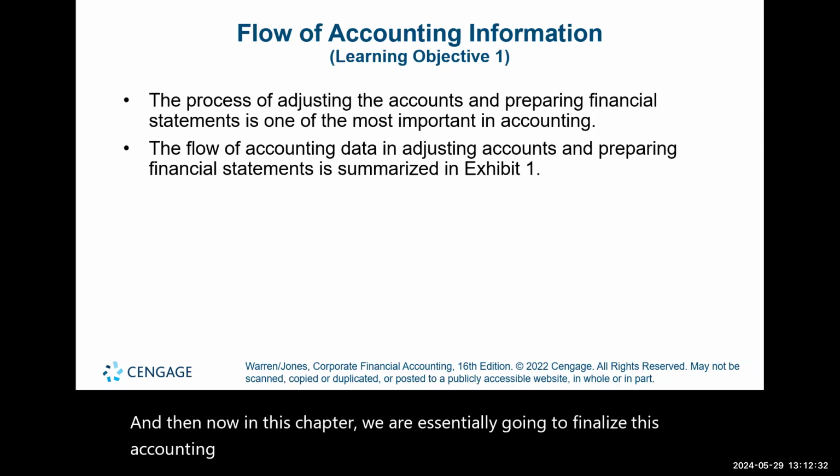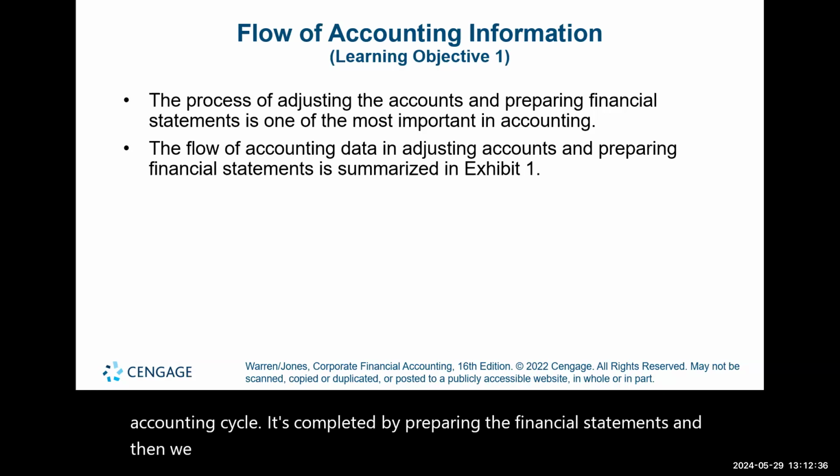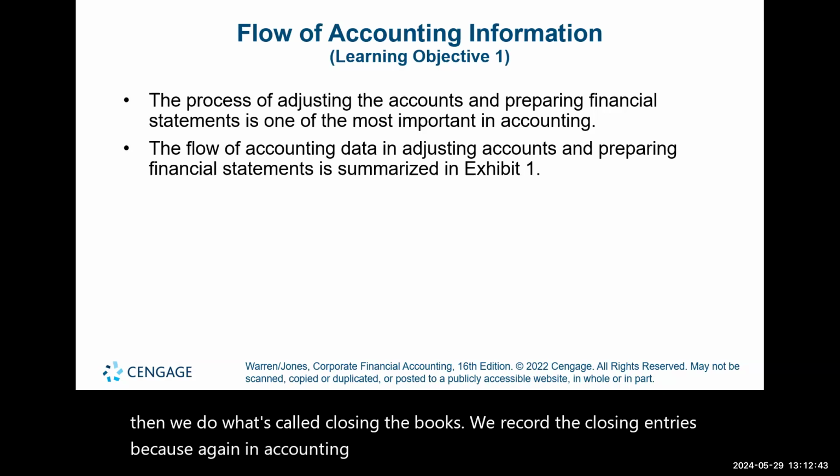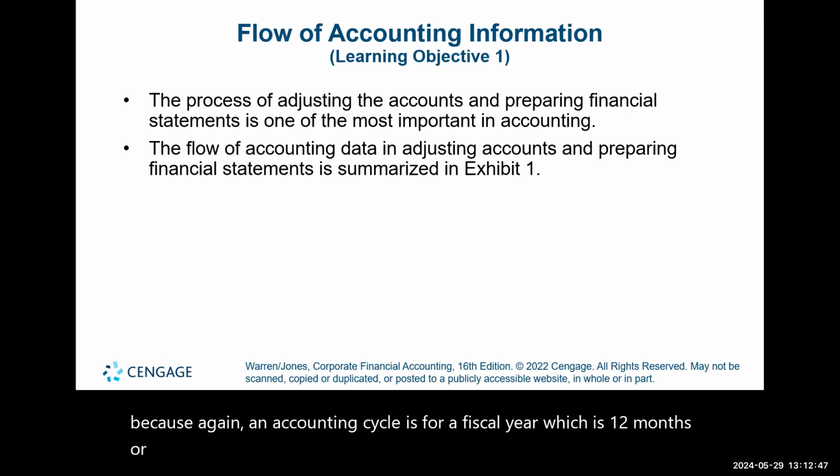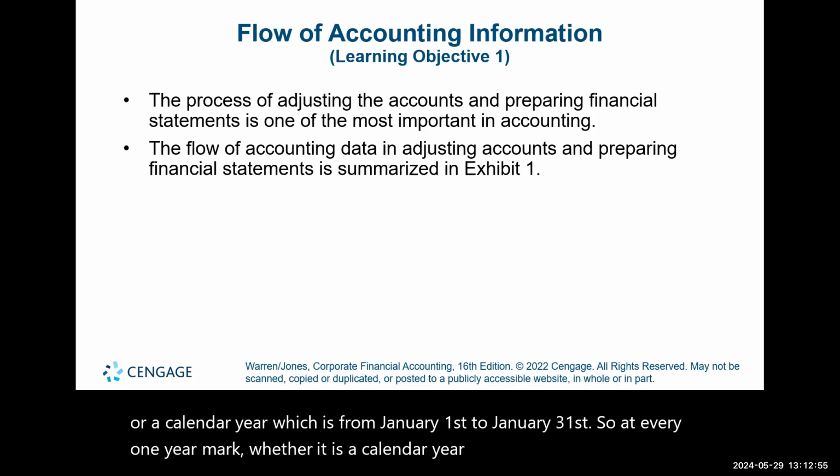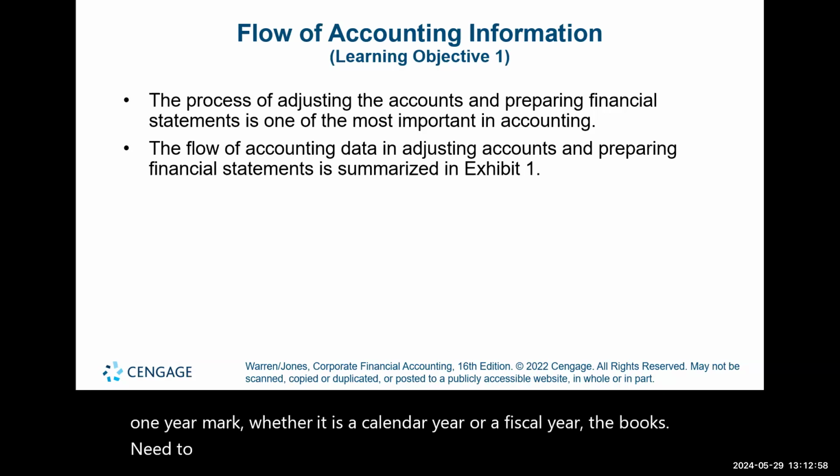It's completed by preparing the financial statements, and then we do what's called closing the books. We record the closing entries because, again, an accounting cycle is for a fiscal year, which is 12 months, or a calendar year, which is from January 1st to December 31st. So at every 1 year mark, whether it is a calendar year or a fiscal year, the books need to be closed. So in this chapter, we essentially close the books.